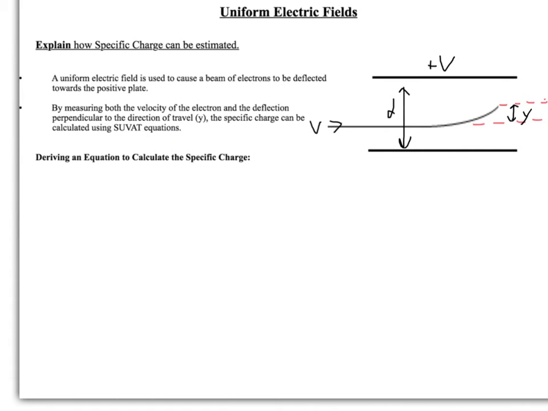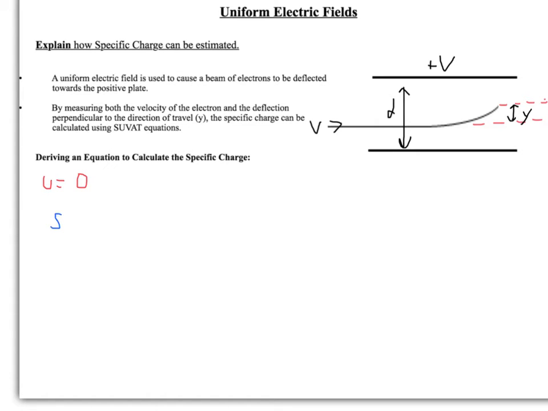Another way to measure the specific charge is to set up some parallel plates. And what we're going to look at doing is measuring the deflection in the vertical direction. We're going to use SUVAT equations in the vertical direction to allow us to do some calculations. So, first of all, if we look in the vertical direction, initially it has 0 velocity in the vertical direction. So we know u in the vertical direction is going to be 0.